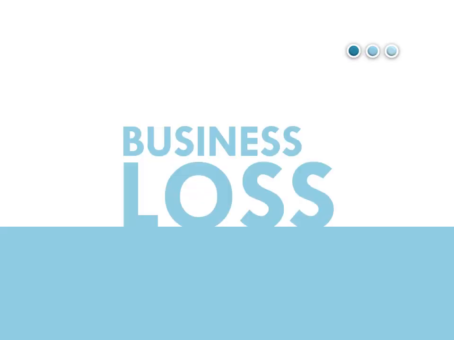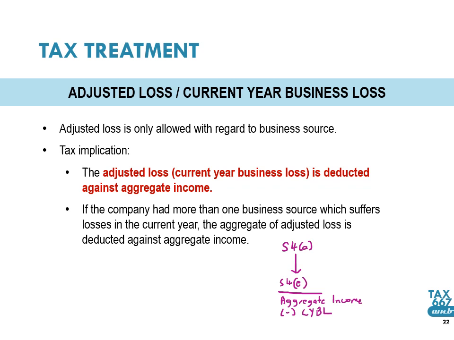The third subtopics for chapter 9 is about business loss. We have already discussed this masa awal-awal chapter dulu. So maybe I will go very fast for this subtopic. Current year business loss. So yang ni boleh tolak against aggregate income. If company had more than one business source, which suffers losses in the current year, aggregate of adjusted loss is deducted against aggregate income. So dia tak sama macam CA. Sorry, untuk business loss, you tak perlu tolak against the same sources. Sebabnya kita akan tolak daripada aggregate. Tambah semua income, tak kisahlah business, investment, apa-apa sahaja. After that, baru tolak dengan current year business loss.